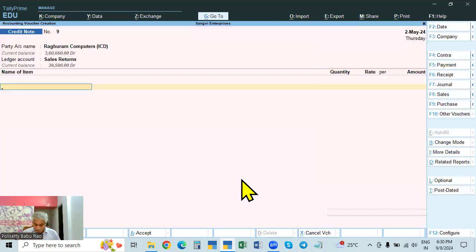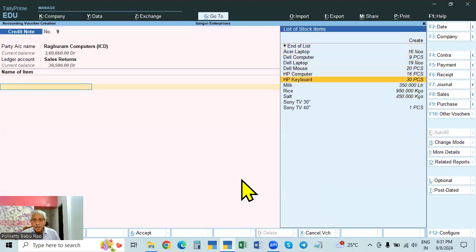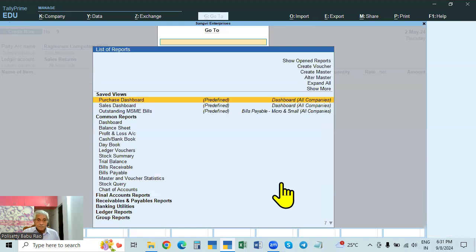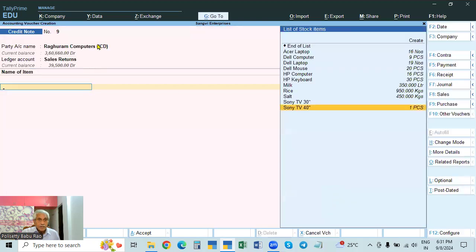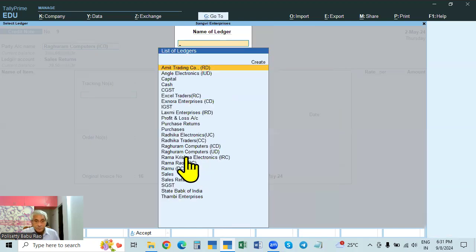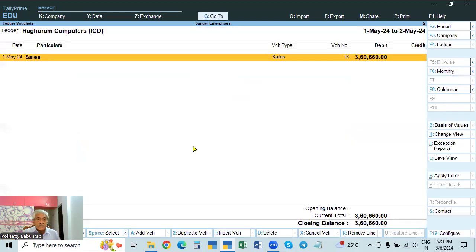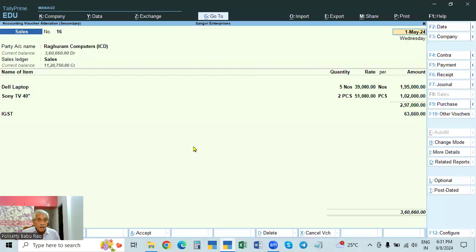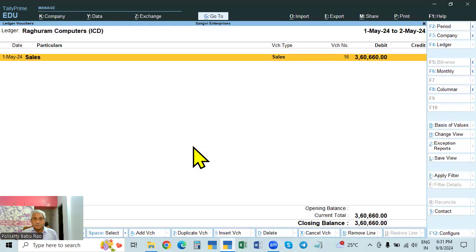So sales returns, what will you take up? Sony TV, the features of what is all to be here. Advanced computers. Sony TV is working place.